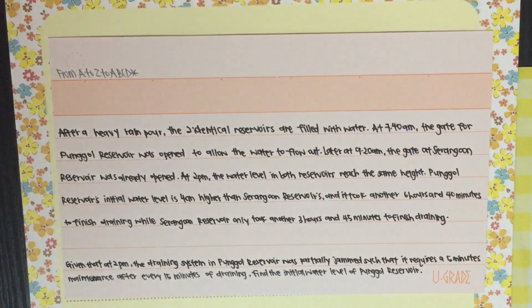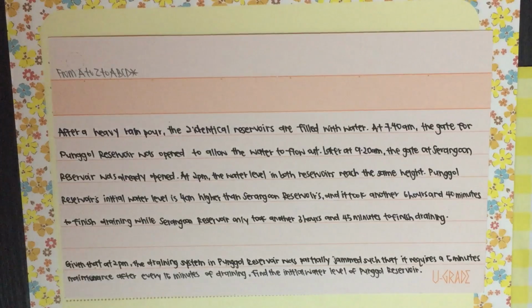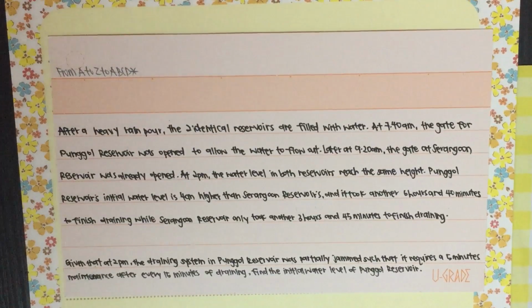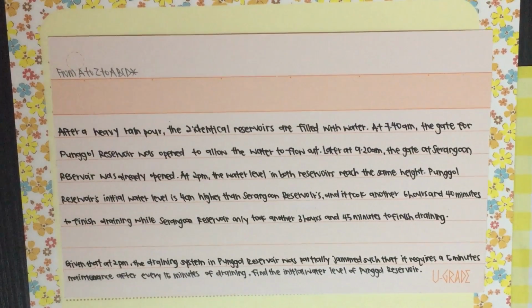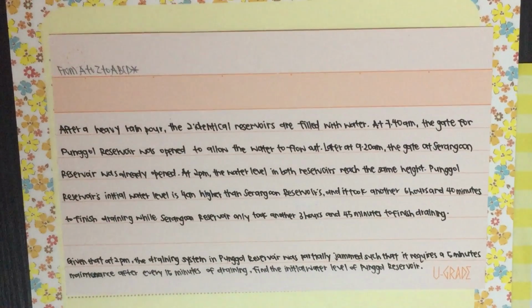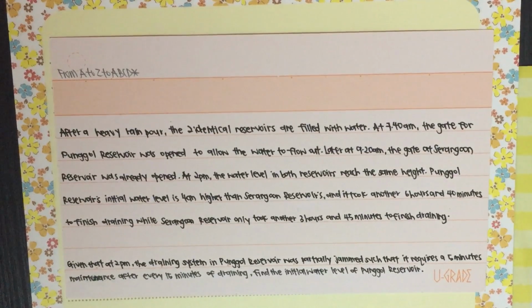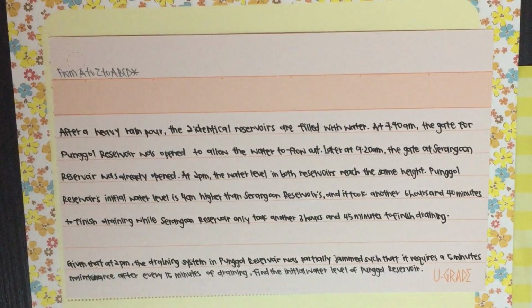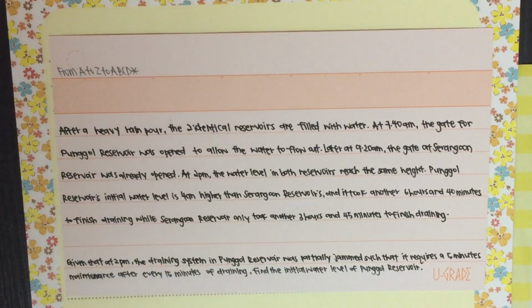After a heavy rainfall, the two identical reservoirs are filled with water. At 7:40 a.m., the gate for Punggol Reservoir was opened to allow the water to flow out. Later at 9:20 a.m., the gate at Serangoon Reservoir was opened. At 2 p.m., the water level in both reservoirs reached the same height.